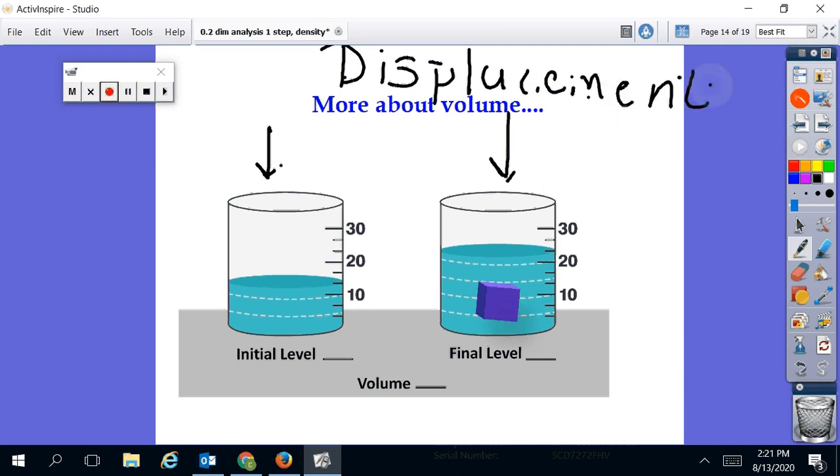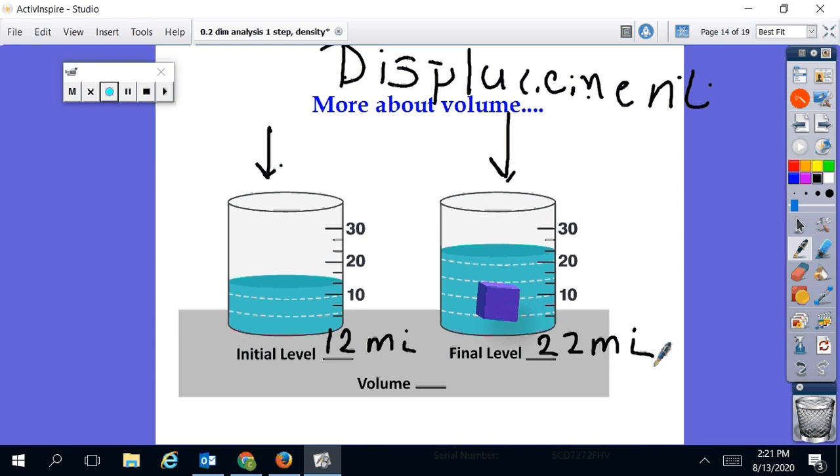Okay, in this case, we start off with, let's say, 12 milliliters of water here. And we end up with about 22 milliliters as our final after we put our shape in. What would be the volume of that shape?